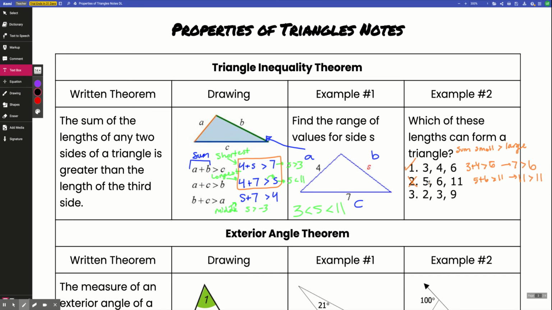What would happen with these two is they would meet, but they basically would stack on top of each other. You'd have two lines that were 11 units long stacked on top of each other. It wouldn't make a triangle.